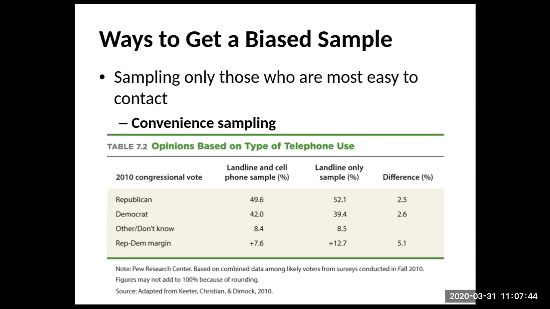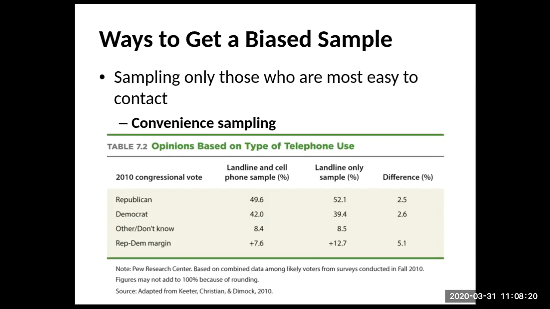For Democrats, there's about the same 2.5% difference, but if you look, landline only for Democrats is about 39.4%. For landline and cell phone together, 42%. We don't see much of a difference between Republican and Democrat, but there is a difference in the numbers. For other, don't know, or independents, it's about the same, 8.5 to 8.4. And the margin you can see is much bigger in landline only than in both landline and cell phone. So there's a pretty big difference there. This is based on Pew Research.